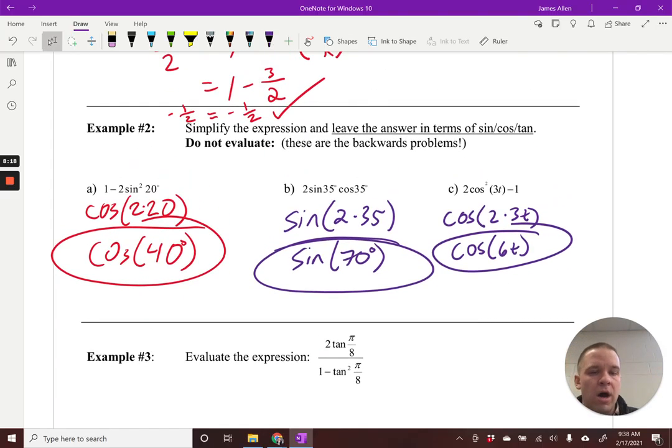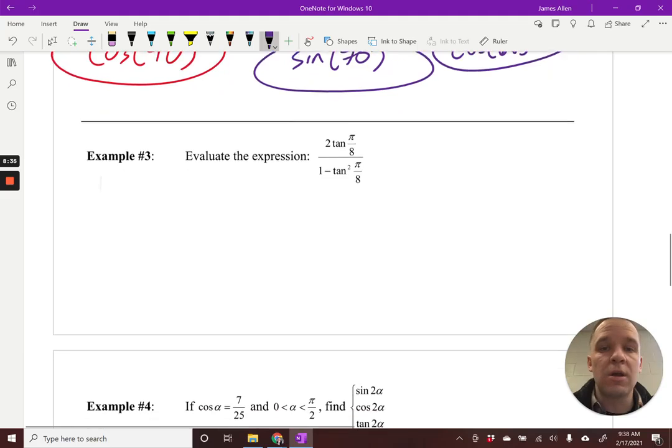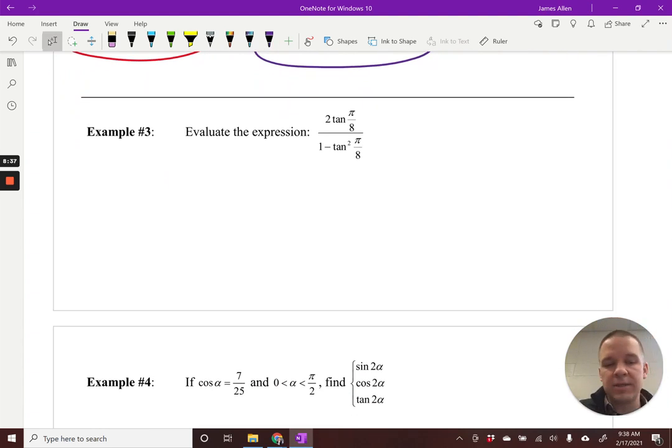And remember, although some of them will end up evaluating, this one said leave answers in terms of sine, cosine, or tangent. That's why they're left with the trig functions there. We're not trying to find an exact value. None of these are going to be exact values. But this next one says evaluate the expression. We are going to get an exact value for this one, or we'd have to plug it into our calculator. It'll be exact in this.